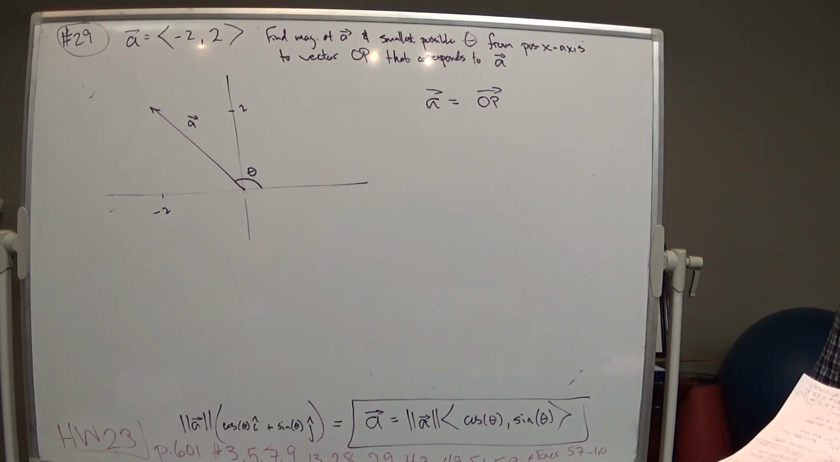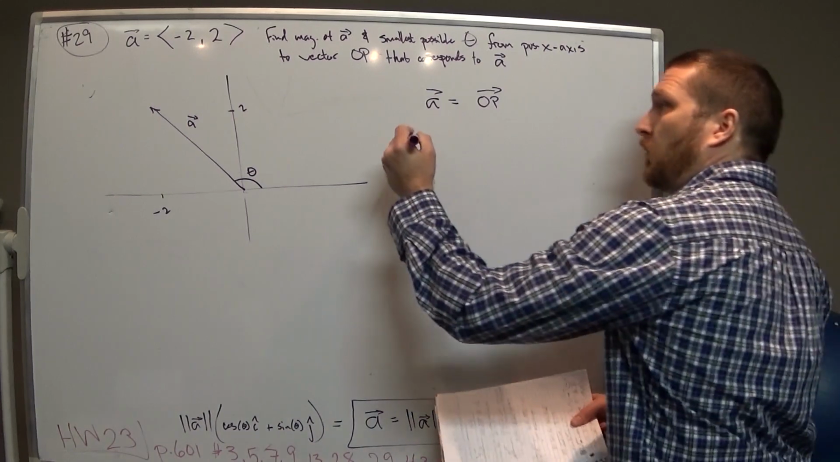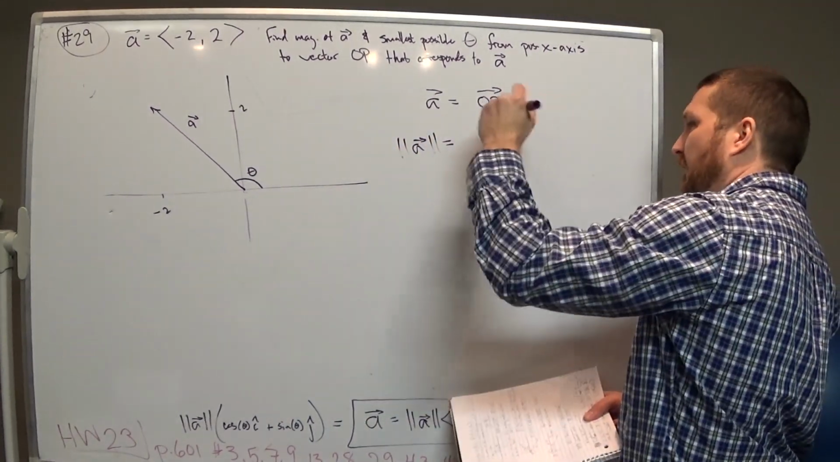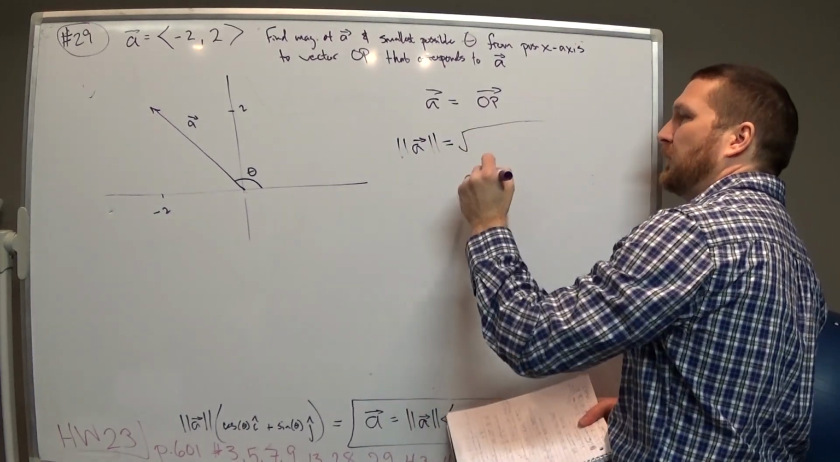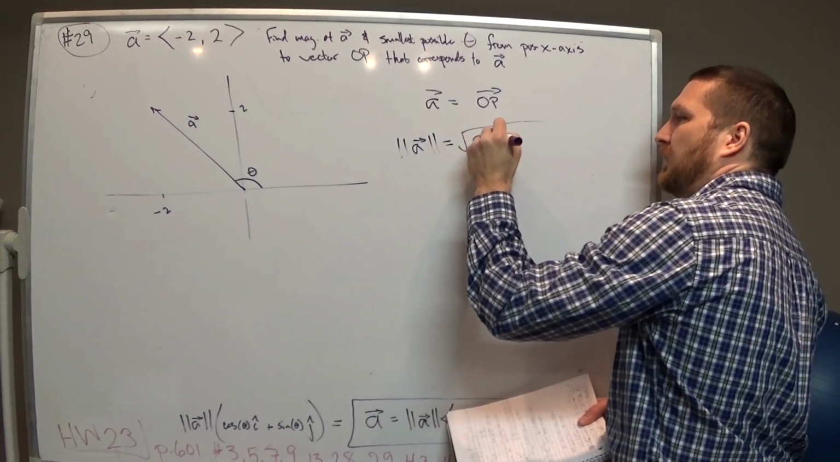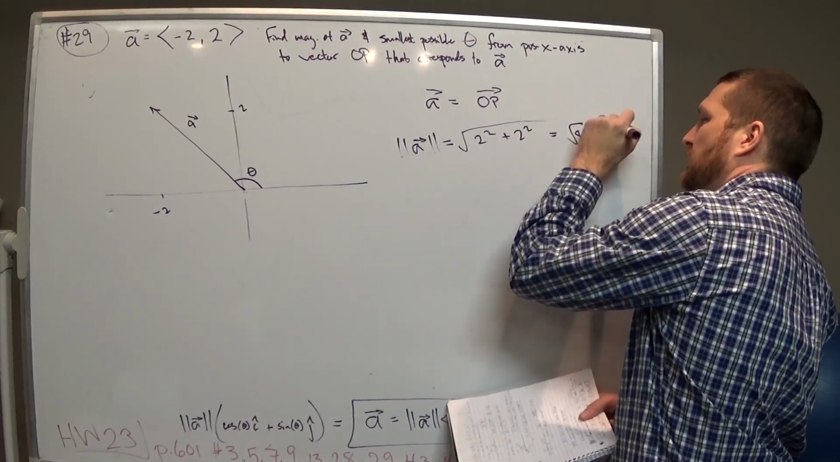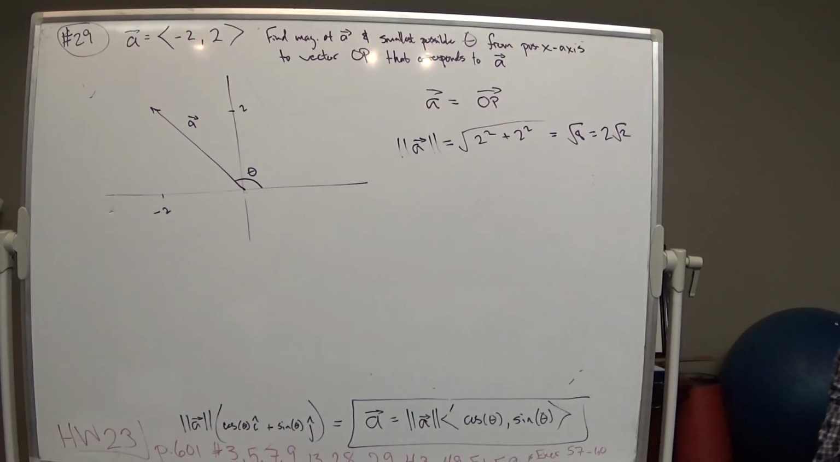Here's the thing. The magnitude part should be easy. What is the magnitude of A? How do I find it? Square root of negative 2 squared plus 2 squared. Root 8, which is 2 root 2 in the back of your book. Root 8's fine for me. Okay. So, there you go. Nice. Easy. Now, how do we find theta?